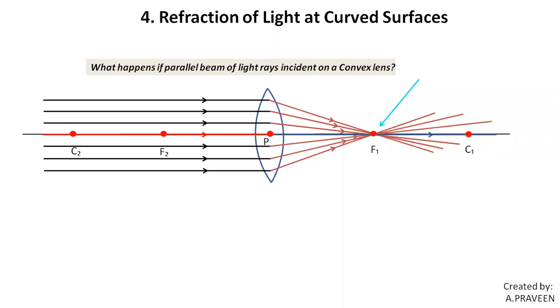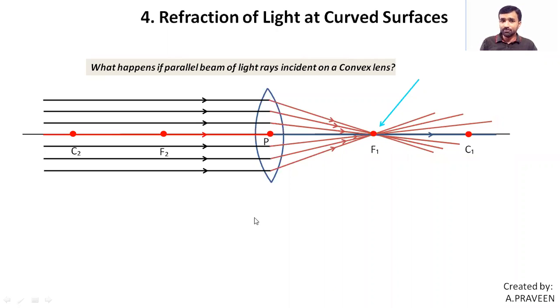So how many focal points are there here? Two focal points, or two focuses, right? So for any lens there are two focal points, two centers of curvature, and two radii of curvature.